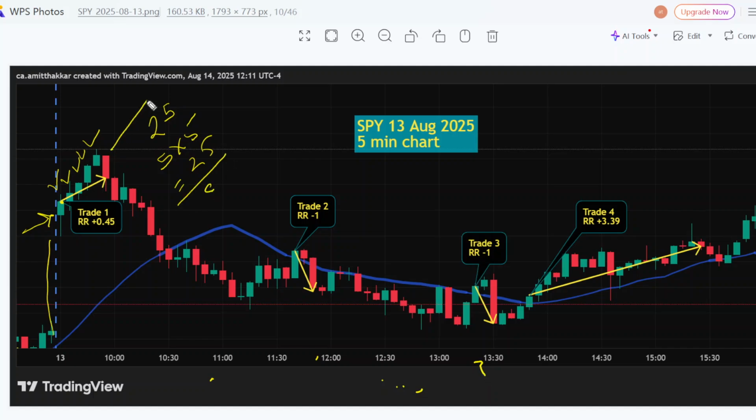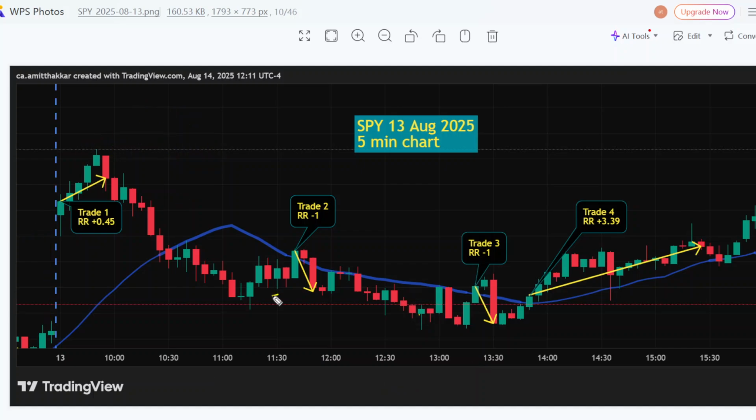So on this red candle we will try to exit. At the close of this candle we are exiting, and our stop loss was definitely below the first candle. If we measure with the risk reward tool, we hardly got around 0.45 risk to reward ratio.